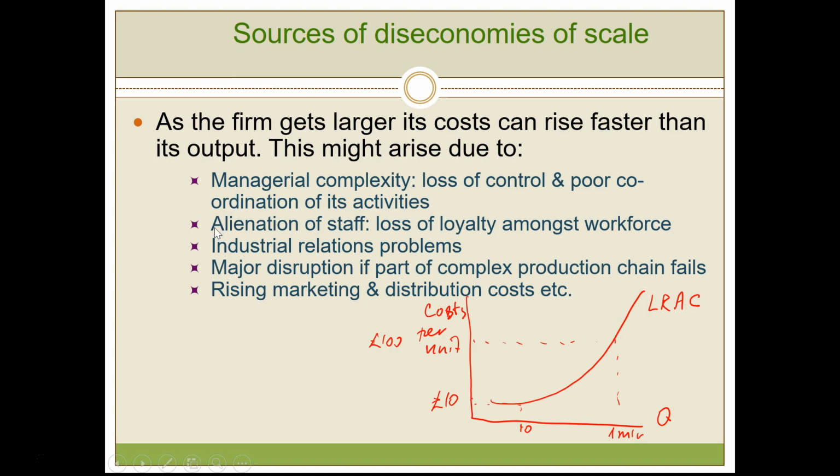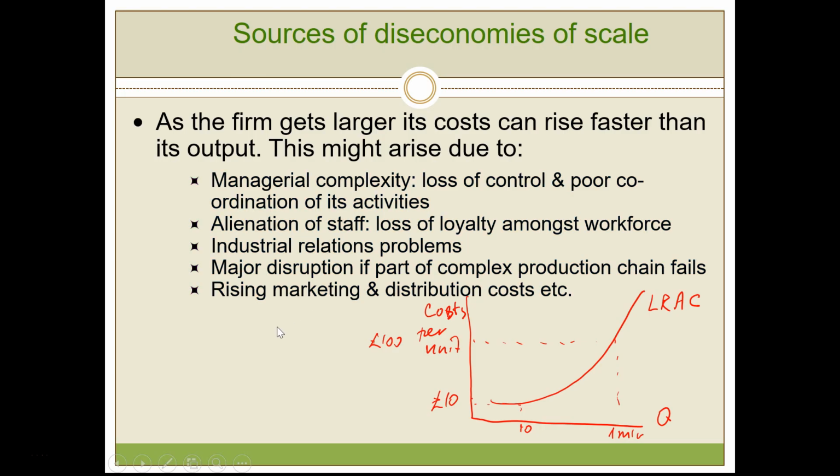Diseconomies of scale can also arise due to alienation of staff, a situation when the company becomes so big that management doesn't care about workers' needs, and this can lead to loss of loyalty and poor productivity. It can arise due to industrial relations problems or major disruption to the production process if part of your very complex production chain suddenly fails or breaks down, due to rising marketing and distribution costs, and so on.